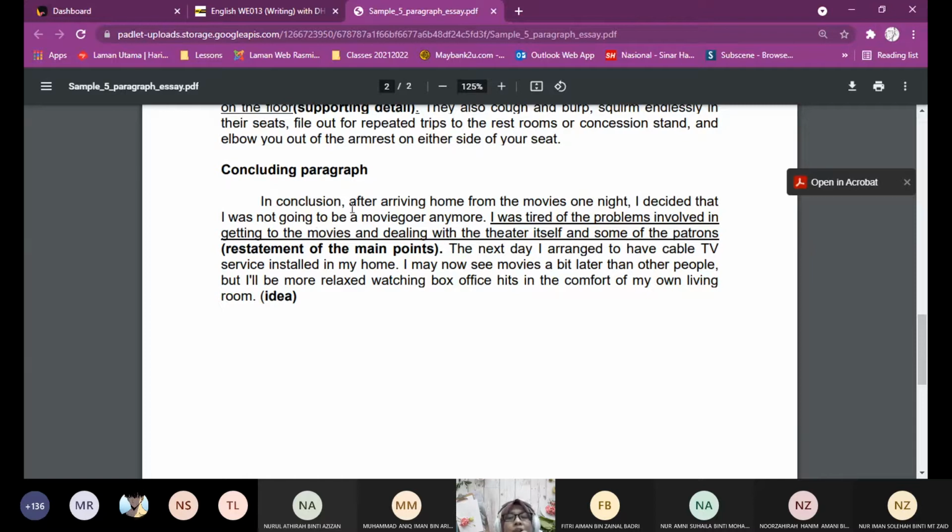So in conclusion, to conclude, giving a certain kind of linker there. Okay, and then a restatement of the idea. I was tired of the problems involved in getting to the movies. Okay, this is the first main point. And dealing with the theatre itself and some kind of the patron. Sorry, I think this one should have a comma here.